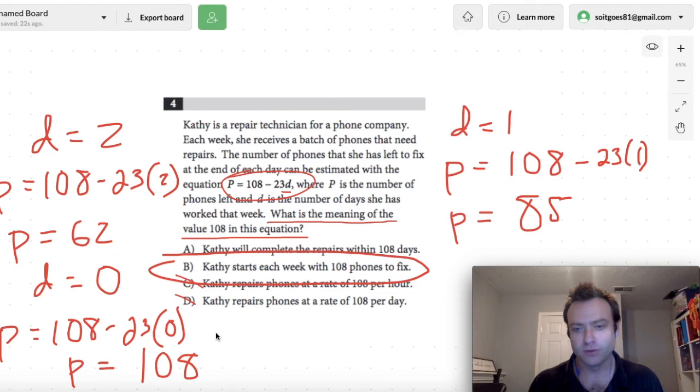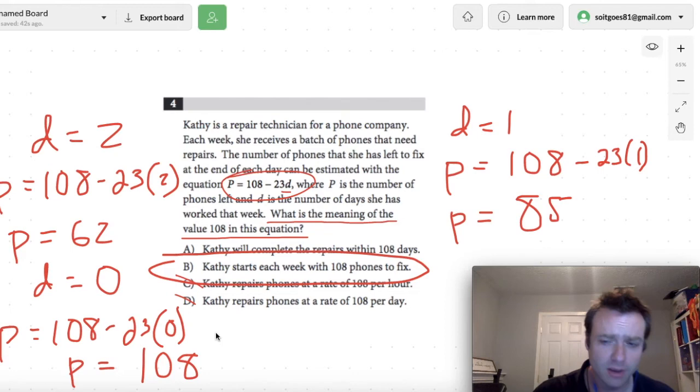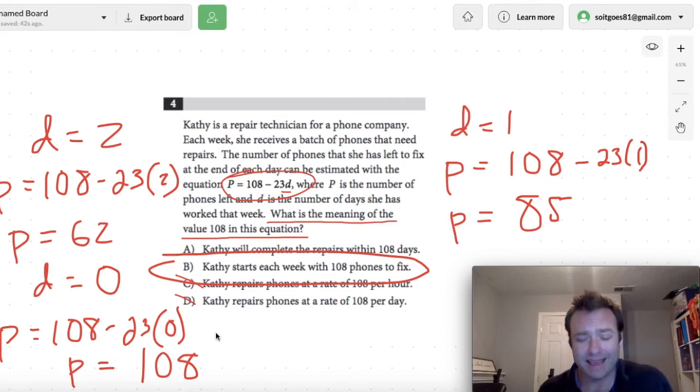Okay. Now, it took us a while to solve that, right? But if you're working this on your own, you've got to look at these questions like experiments. See what happens when Kathy works 1 day. How many phones does she have left to fix? See what happens when Kathy works 2 days. How many phones does she have left to fix? See what happens if she hasn't worked any days. Test answer choice B. Just test it. Look at it like an experiment, not like, what's the right operation?